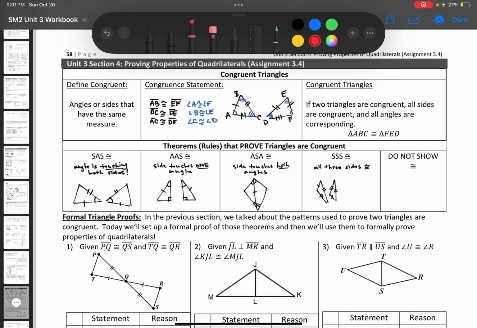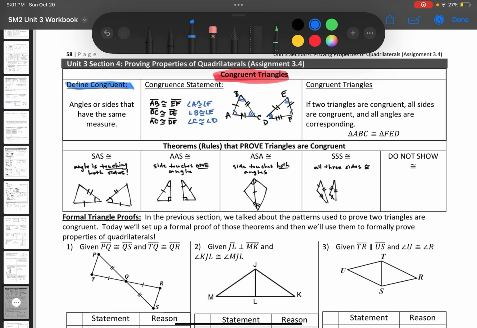All right, so this part, Unit Section 4, we're going to be talking about proving properties of quadrilaterals. So we're just proving that triangles are congruent. Before we do that, let's review a couple things. Here in your notes, define congruent.